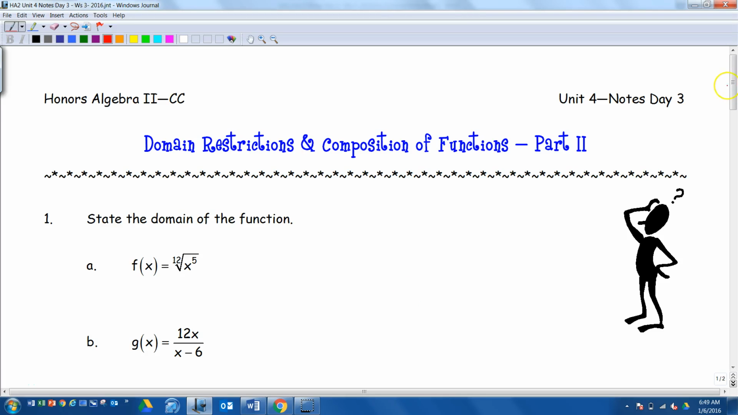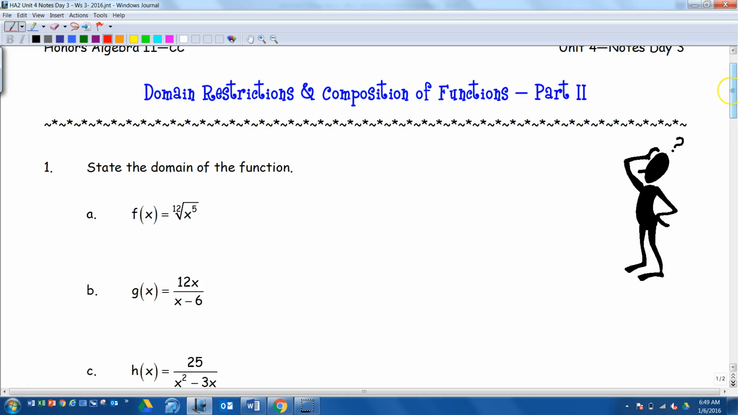Alright class, we're going to continue our talk about domain restrictions and composite functions. Again, remember, when you have an even root, you cannot have negatives under that root. So, since this is an even root, we can't have negatives under there.